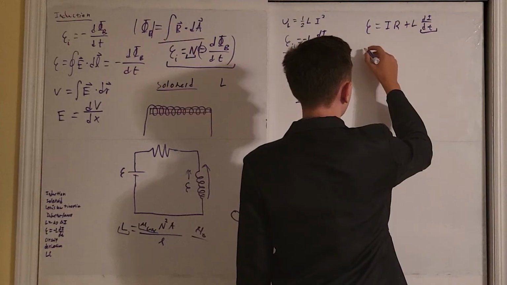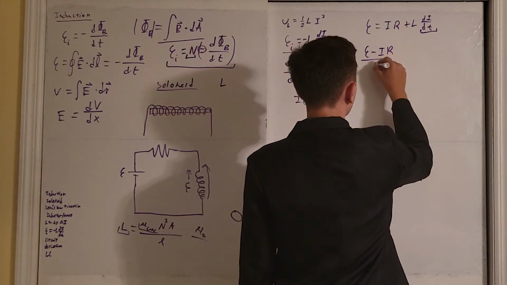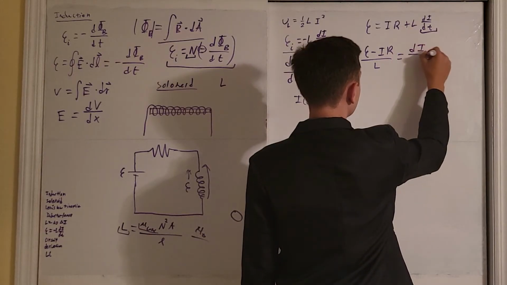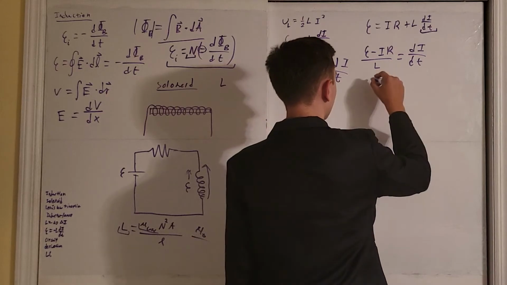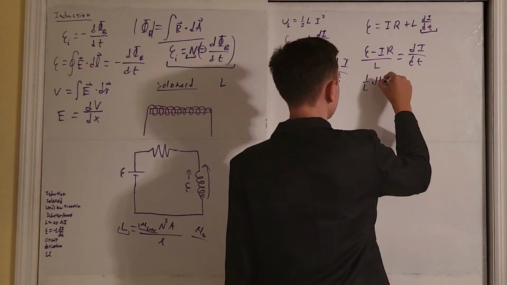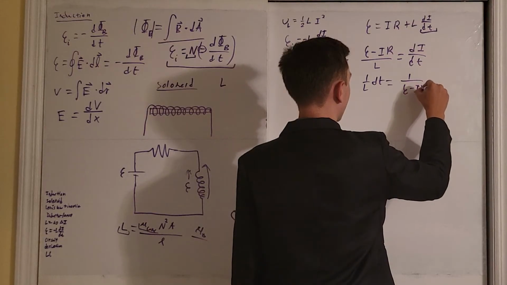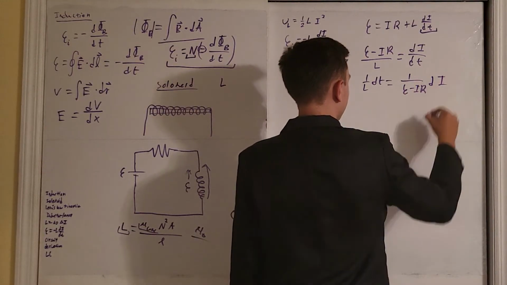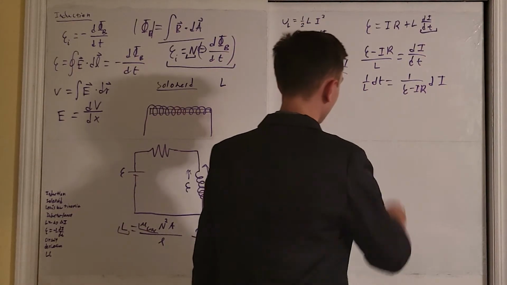So to do that, we're going to get (epsilon minus IR) over L equals dI/dt. And if I want to do my separation of variables, I'm going to get 1 over L dt is going to equal 1 over (epsilon minus IR) dI. Okay, that's my separation of variables. Now I need to integrate both sides.